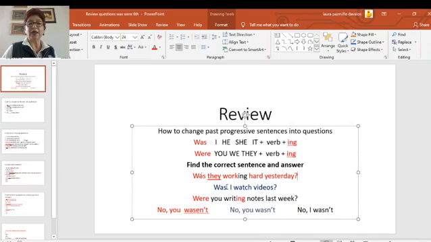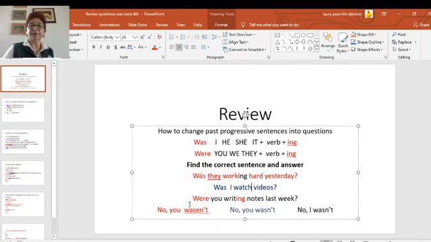Okay. Was I, look at this sentence. Was I watch videos? What is missing? Can you identify it already? This is not a past progressive sentence. Was correct. I correct. Watch. What is missing? ing. Otherwise, this sentence is not correct. Let's go to the next one.